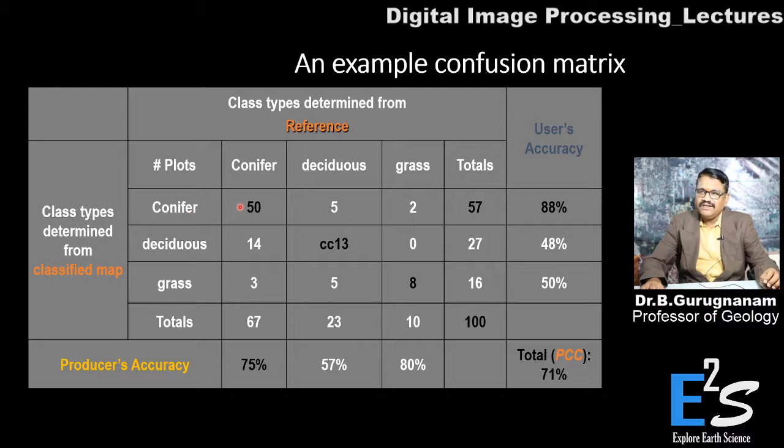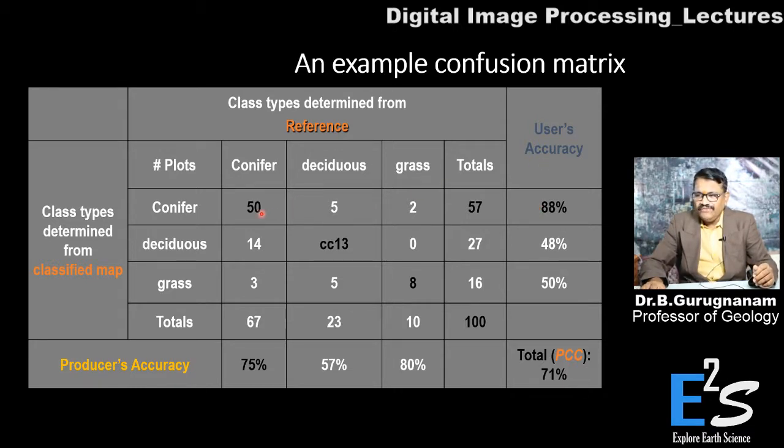But total conifer classes in the classified image is 57. So out of 57, 5 fall in deciduous and 2 fall in grass. So out of 57, only 50 comes. The percentage of 50 out of 57 is 88%, which is the user accuracy.